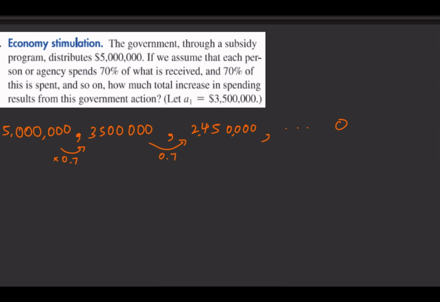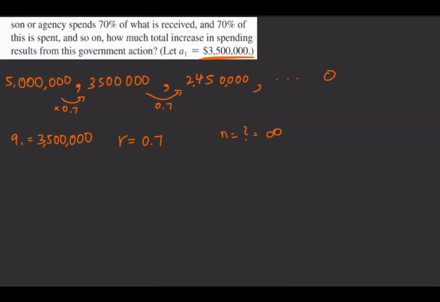But in this case, we don't know how many times until it goes to 0. How many times it multiplies? But first, let us list out the A1 equals 3.5 million as given in the question here. Now we know our common ratio is 0.7, and then we don't know the number of terms. I mean, it's basically infinity, right? Basically until it ends.